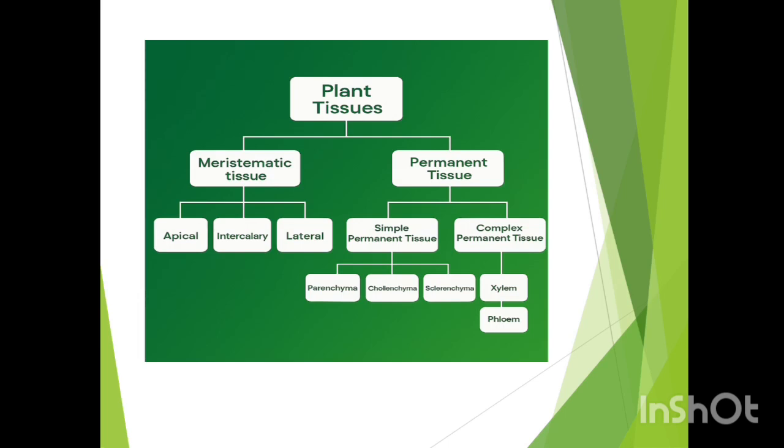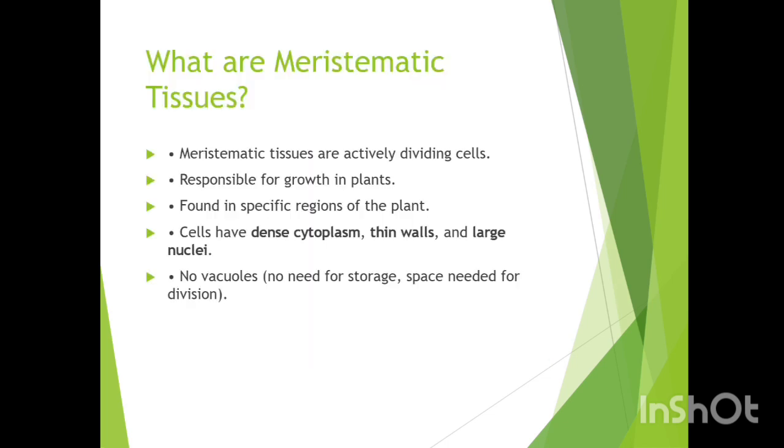There are three different types of simple permanent tissues. They are parenchyma, collenchyma, and sclerenchyma. And there are two different types of complex permanent tissues. They are xylem and phloem.